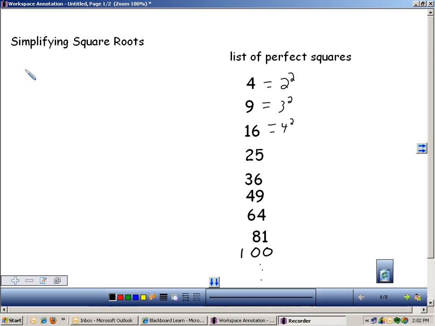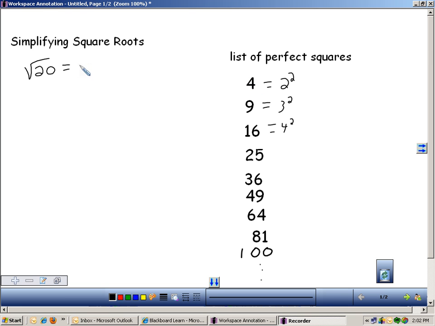Let's say you want to simplify, if we look at an example, the square root of 20. What you want to do is look at the list of perfect squares and ask yourself, what's the biggest perfect square that'll divide into 20 with a remainder of 0? What's the largest perfect square factor of 20? Well, the answer turns out to be 4, 4 going into 20 5 times.